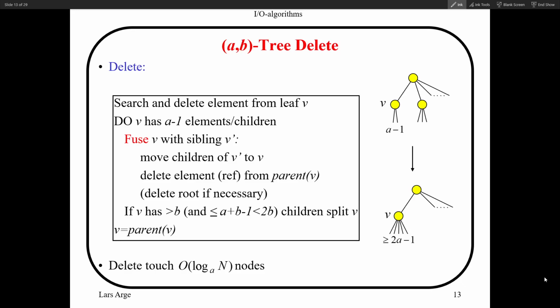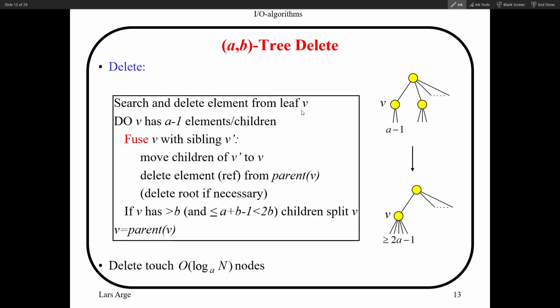Deleting is just slightly more complicated than inserting. So basically at the beginning we find where the element is. So let's say the element is in a leaf node V, and then we delete the element from the leaf node. If V then has at least a elements, then we're done. So the only time we have to do something is when V has a-1 elements in it.